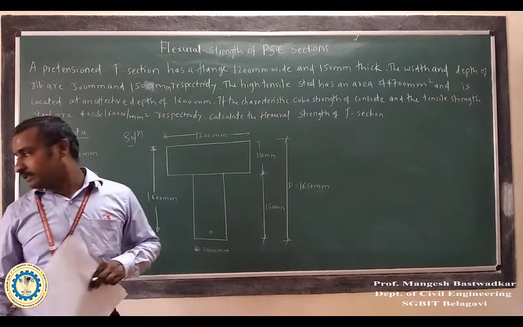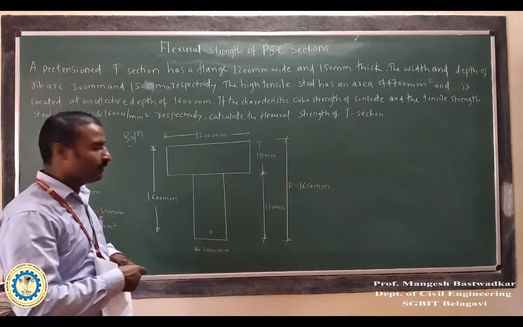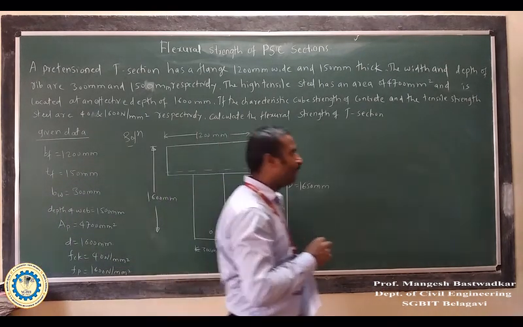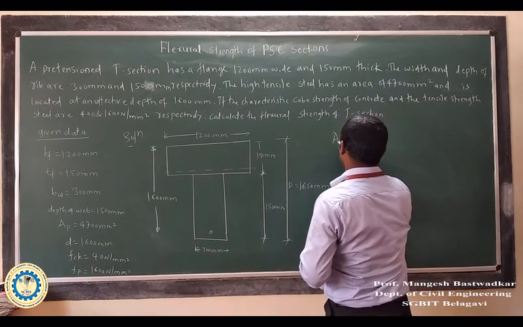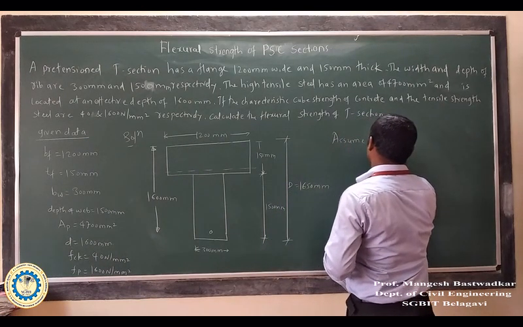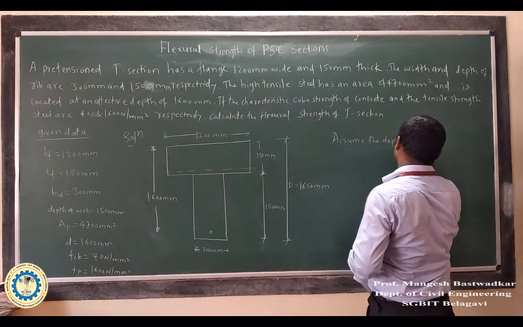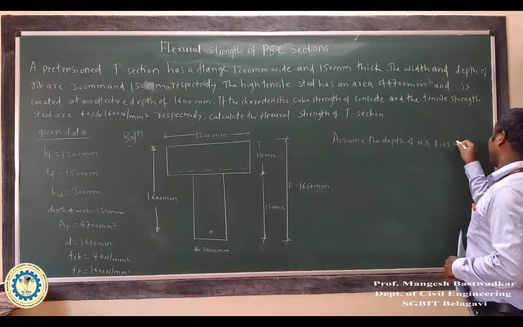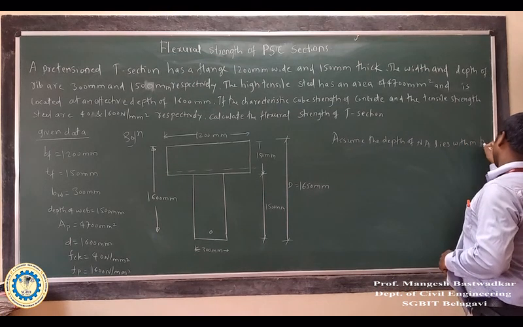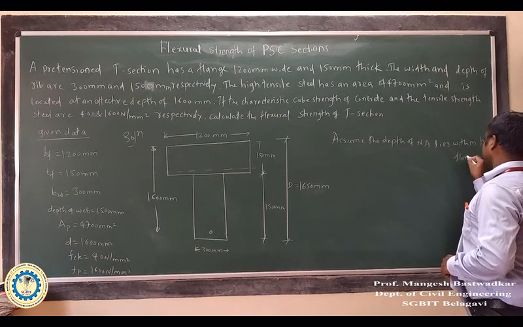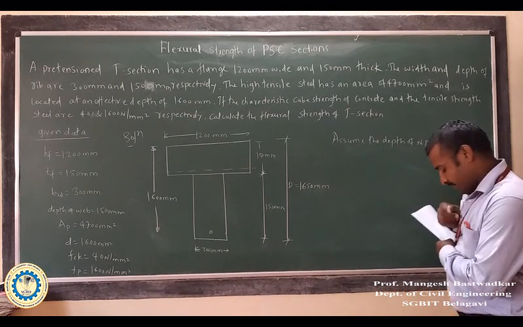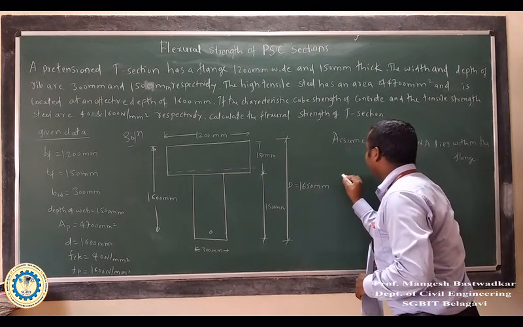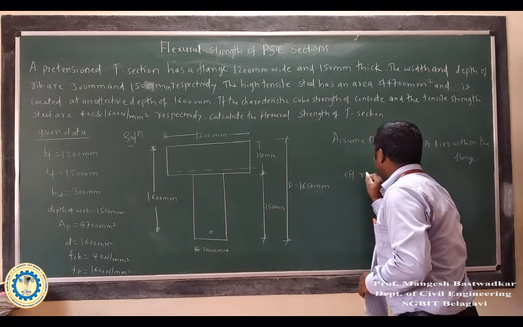Now we have to assume whether the depth of neutral axis lies within the flange or below the flange, we don't know. So first let us assume the depth of the neutral axis lies within the flange. Now we will calculate the effective reinforcement ratio.